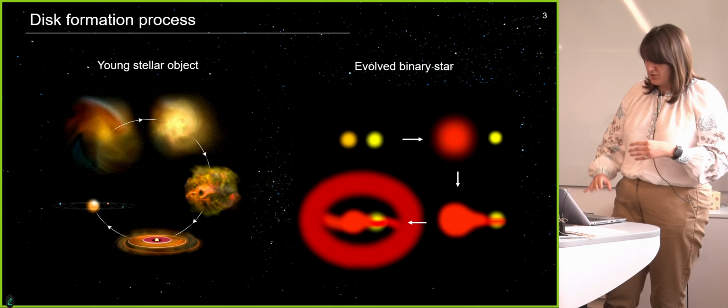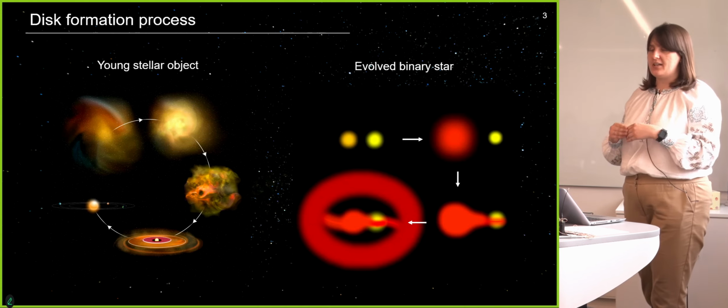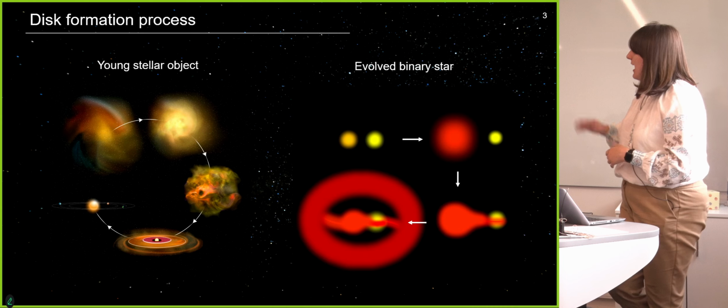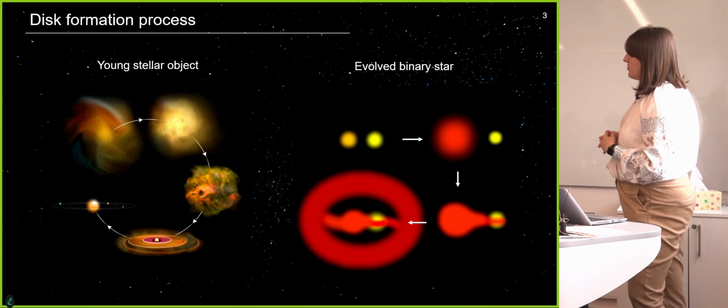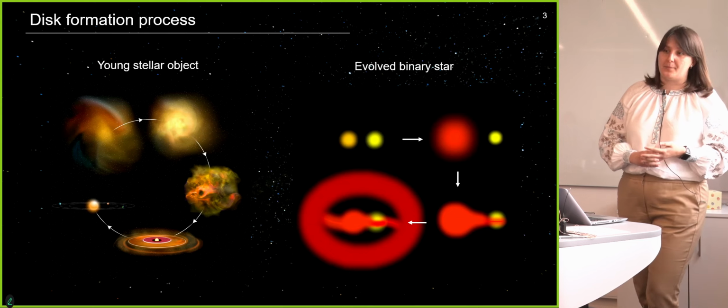So these systems are known as post-Asymptotic Giant Branch binary stars or post-AGB systems, and these are the targets I'll be mostly focusing on, and these are the targets I was studying for my PhD.